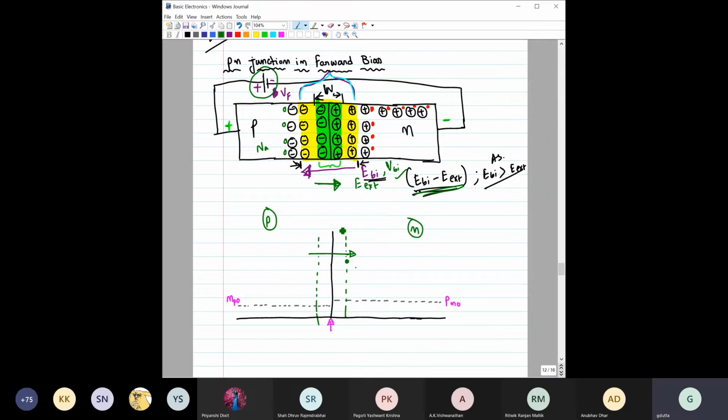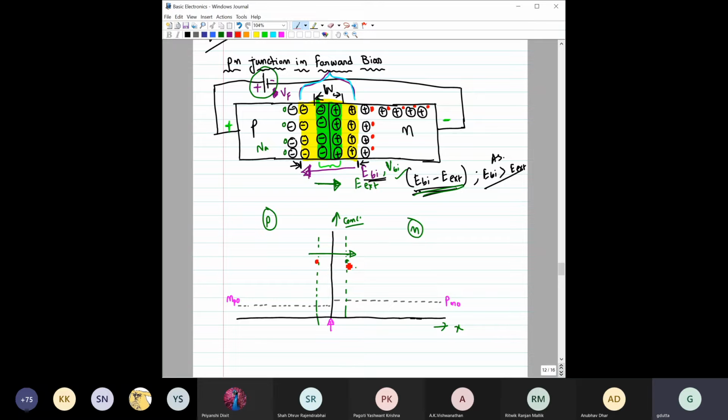Say the concentration is this. So here this is the concentration, and here is this X, the distance. So this is the concentration. Similarly, if you take this red one, for electrons, the electron concentration will also be higher.